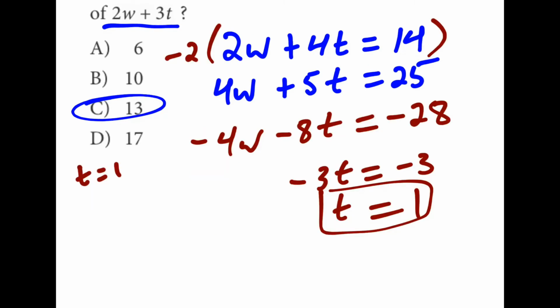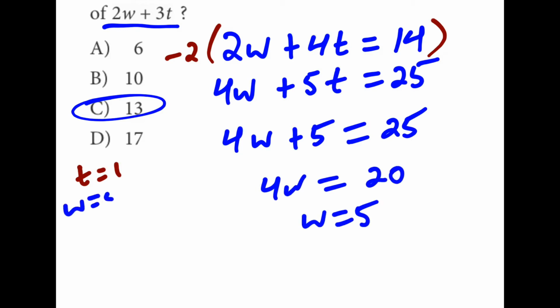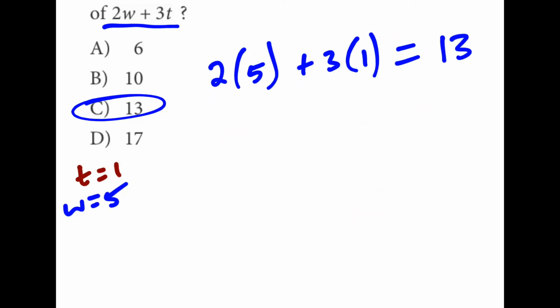Of course, if I wanted to solve this in a more traditional way, I might notice that if I multiply this entire top equation by negative 2, I get negative 4w, which helps to cancel out the w's, and negative 8t and negative 28. I add straight down, I divide by negative 3, t is 1. So I can replace t with 1, like in this second equation, and then I get that 4w is equal to 20. So w is equal to 5. So then if I plug in 5 and 1 into 2w plus 3t, I also get 13.